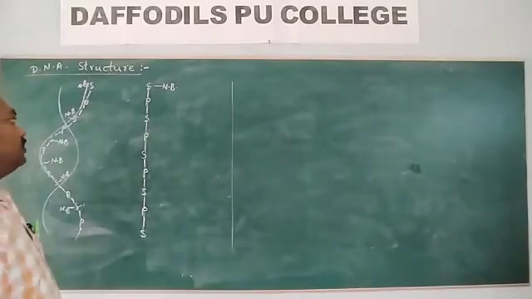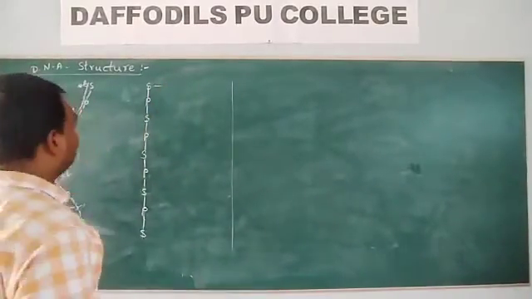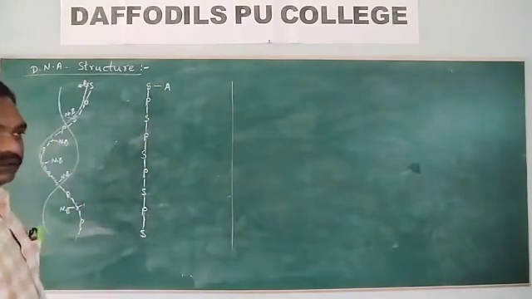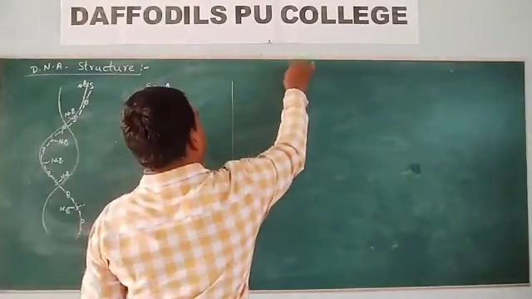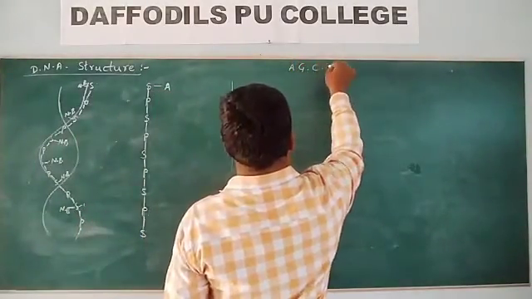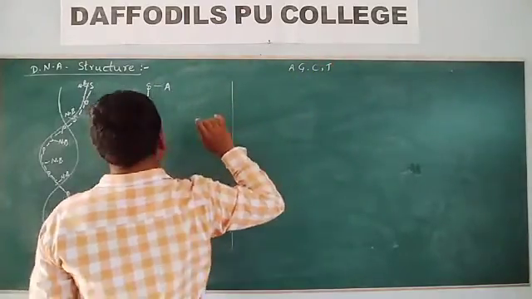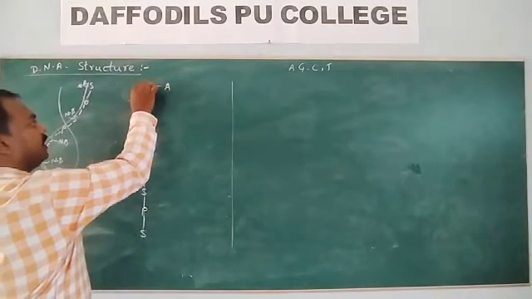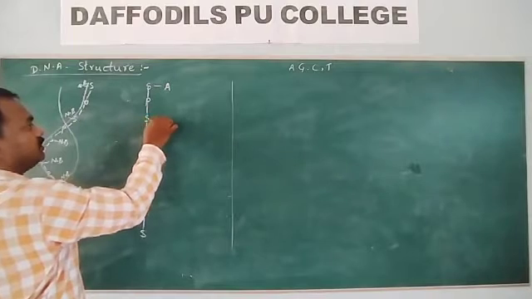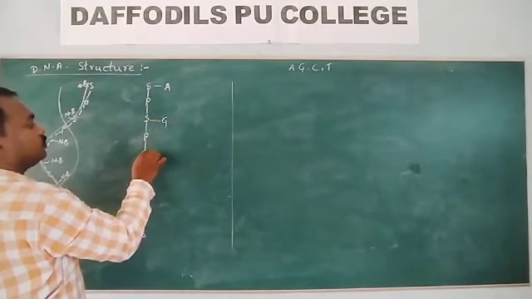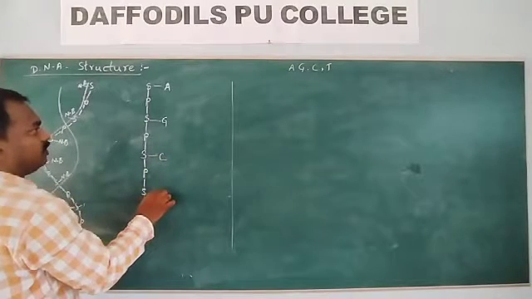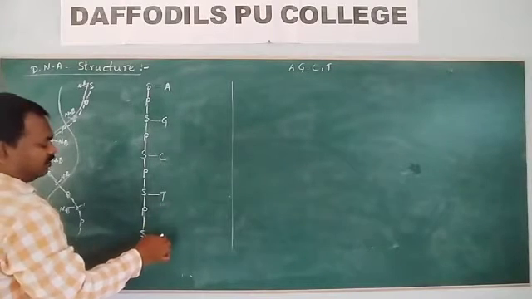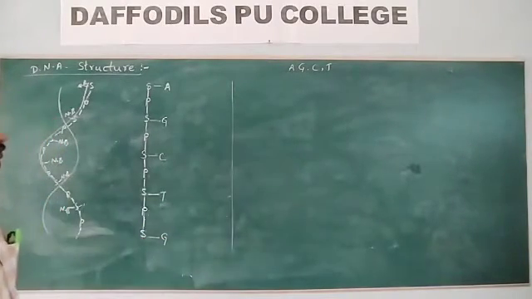So what kind of nitrogen bases are these sugars bonded with? In DNA, what are the nitrogen bases present? Adenine, guanine, cytosine, and thymine. These are the nitrogen bases present in the DNA. So, for example, this sugar is bonded with adenine. This sugar is bonded with guanine. This sugar is bonded with cytosine, and this sugar is bonded with thymine. And this sugar again bonded with adenine, guanine, and again guanine.